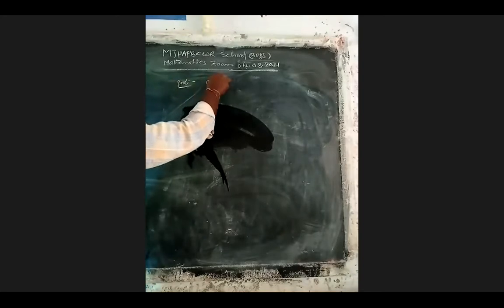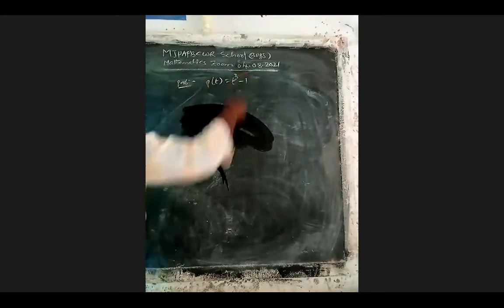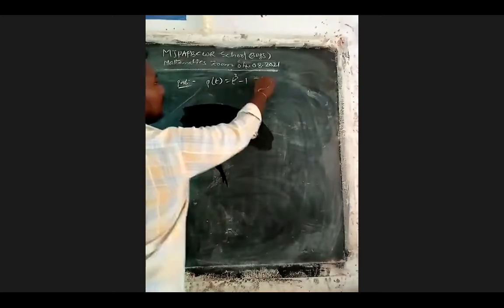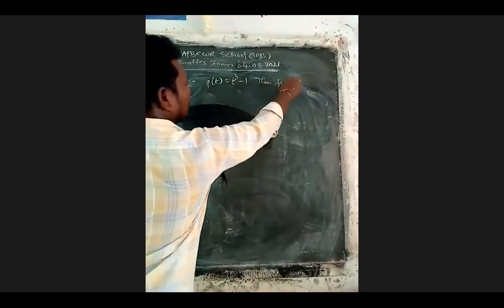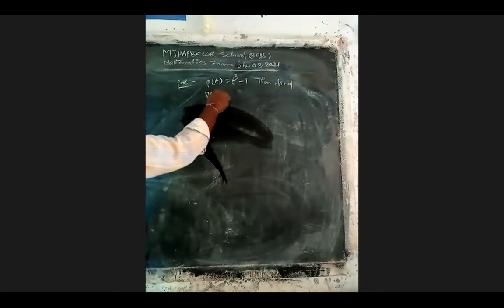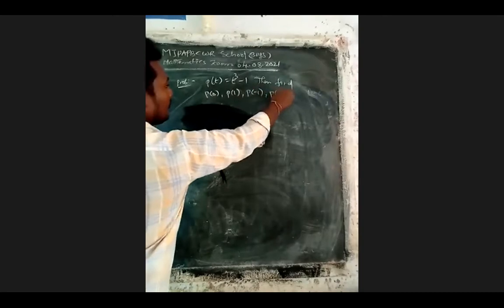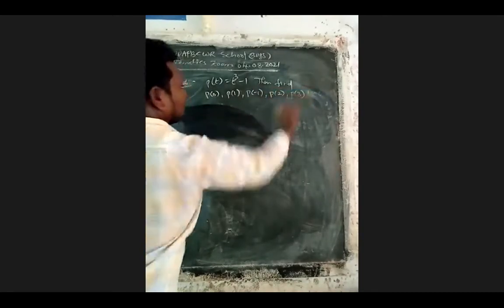P of t equals t cube minus 1. Then find P of 0, P of 1, P of minus 1, P of 2, P of 3.